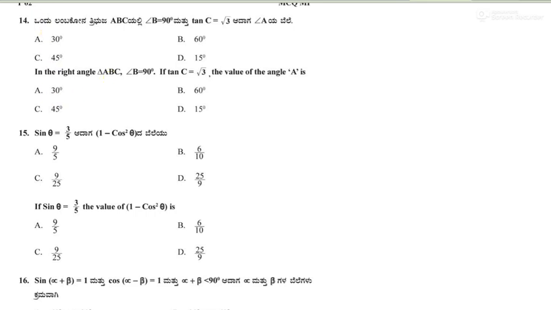So this is our question number 14. What have they given? In the right angle triangle ABC, B is 90 degrees. So first draw a right angle triangle, keep B as 90 degrees. This is A, this is B, and this is C. Now tan C is root 3, so theta is here. So tan theta or tan C, what have they given? Root 3. The value of A is how much? This value they have asked. So at what angle is the tan value root 3? It is 60, right? For tan 60 degrees, the value is root 3.